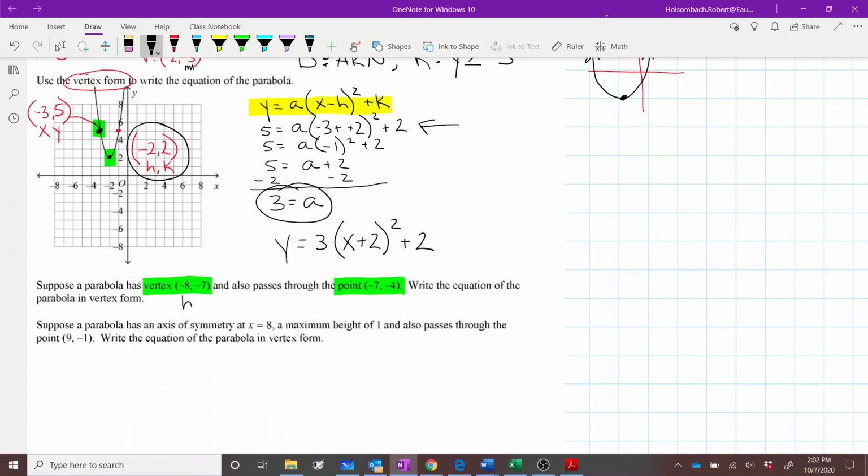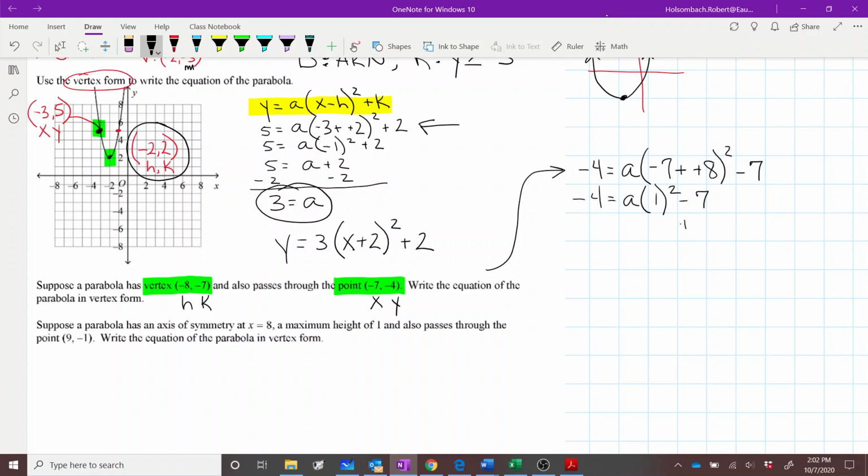Alright, here's our h and our k. Here's our x and our y. And we can solve for a. So I'm going to go up here. That -4 equals a times (-7 minus -8) squared minus 7. So we're going to keep change in here. So -4 equals a times (-7 plus 8, which would be 1) squared minus 7.